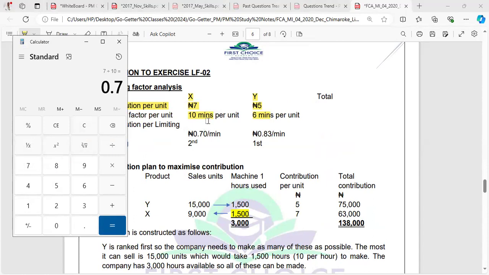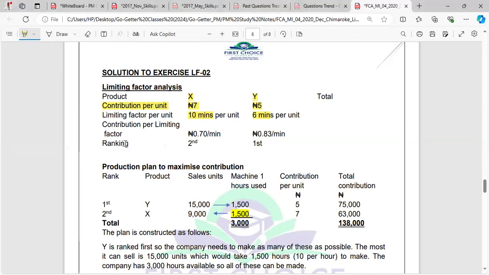This is a minute. If you want to convert to hours, you can decide to say divided by 60 again. So it will give you 0.0016 per minute per hour. But let's not convert per hour. Let's leave it in per minute as it is, 0.7 per minute. Let's do the second one. 5 divided by 6 gives you 0.83 per minute.